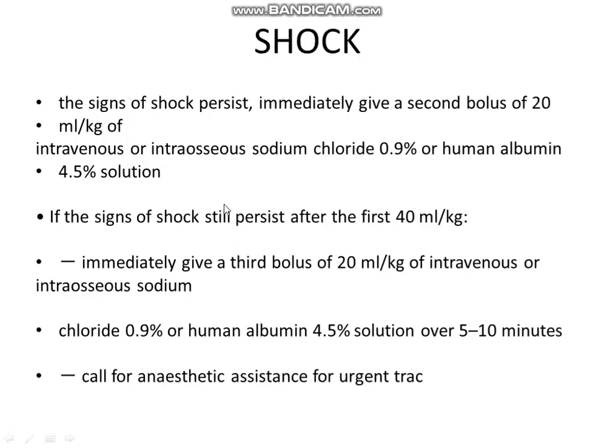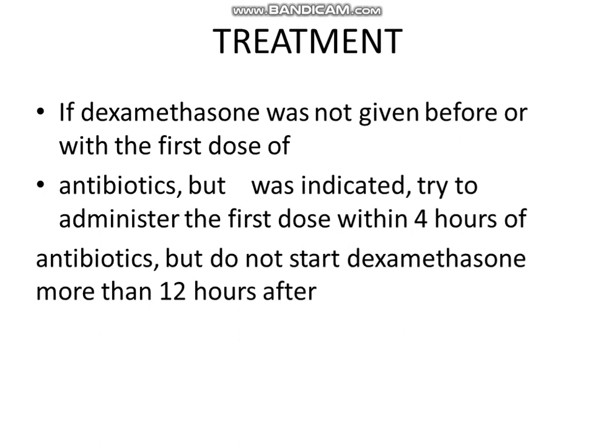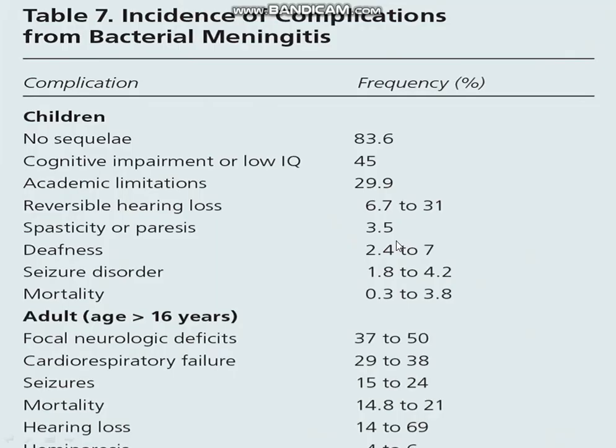If the patient is shocked, with signs of shock, immediately give a bolus of 20 ml per kg normal saline: first bolus, second bolus, third bolus. If not controlled or stabilized, the patient needs intensive care unit. Give intravenous ceftriaxone immediately and send blood for culture and other investigations. If dexamethasone is to be given, give it within 4 hours of the first dose of antibiotic.